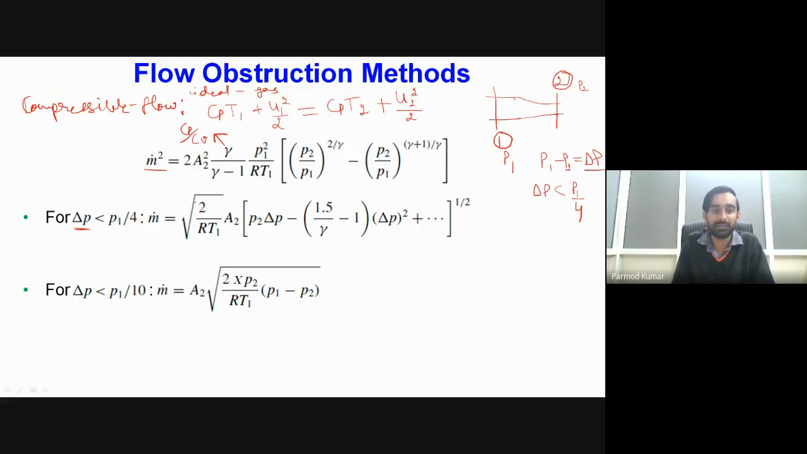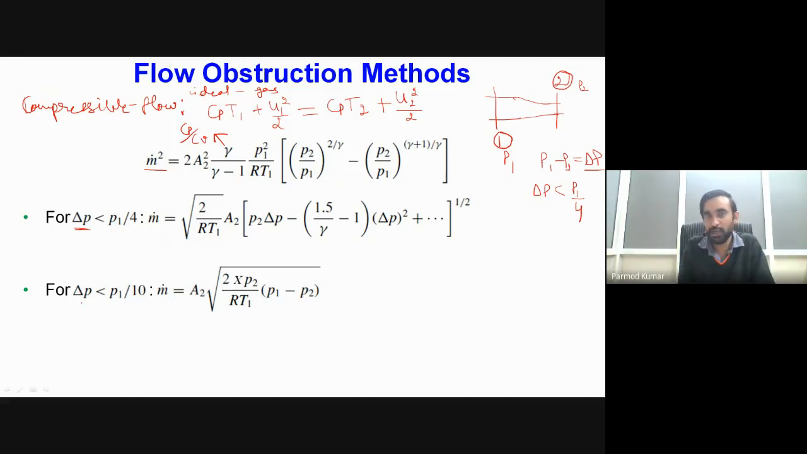This relation becomes equal to square root of 2 by RT1 into A2 multiplied by P2 into delta P minus 1.5 by gamma minus 1 into delta P whole square plus so on, which is once again an infinite series. Now, if our value of pressure drop is less than P1 by 10, you can see this delta P has powers over here. So whatever error we have on removing the higher order terms will be of an order identical to that of the error associated with the pressure field.